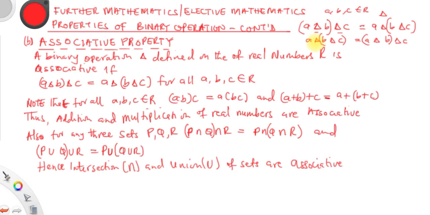With only one operation, we are taking three elements: A, B, and C. The operation we are using is triangle. So A triangle B, then triangle C, because we are taking three elements.